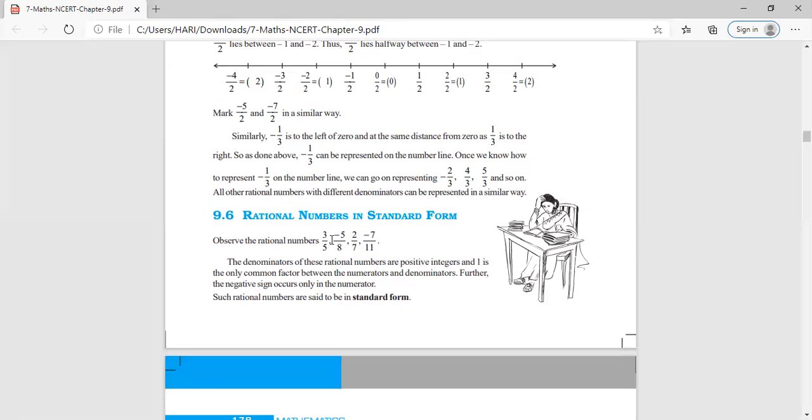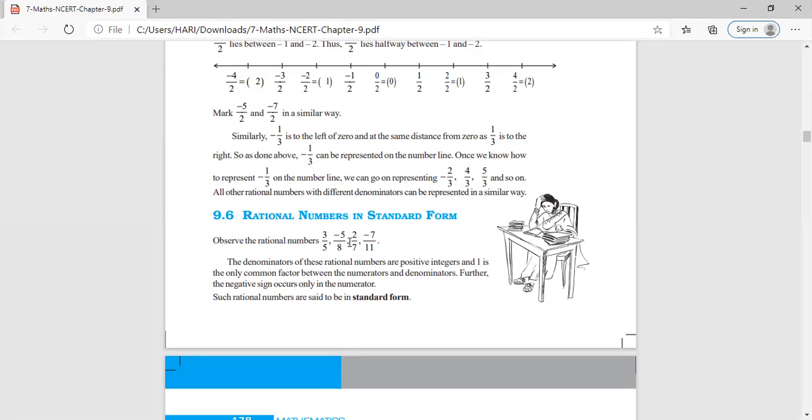And these are all represented in the standard form. That means when we represent a rational number in standard form, the denominator should be positive. It can never be negative. In standard form, when we write the rational number, the denominator should be positive.